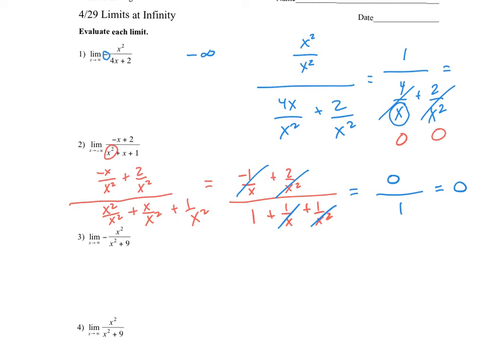We're going to do the same thing with number 3. We're going to do x squared over x squared, and then x squared over x squared, plus 9 over x squared. And don't forget the minus sign in the front. And that's going to be 1 over 1 plus 0 with a minus sign in the front, which is going to be negative 1 over 1, which is negative 1.